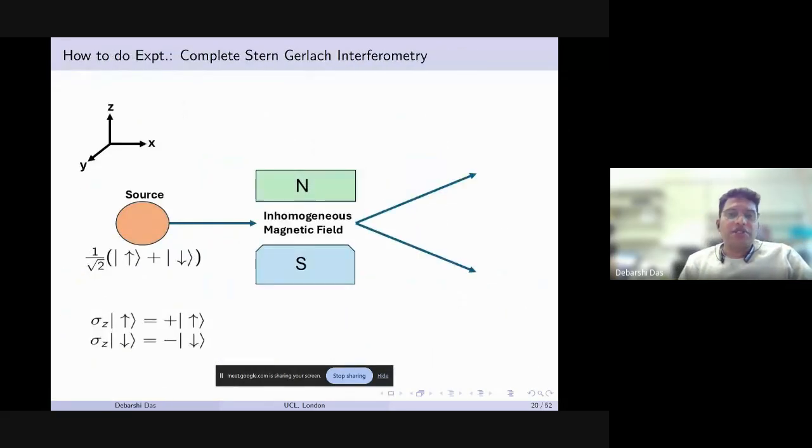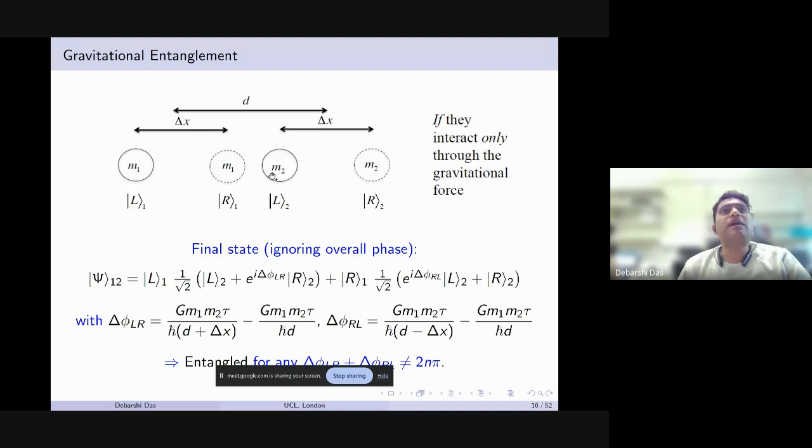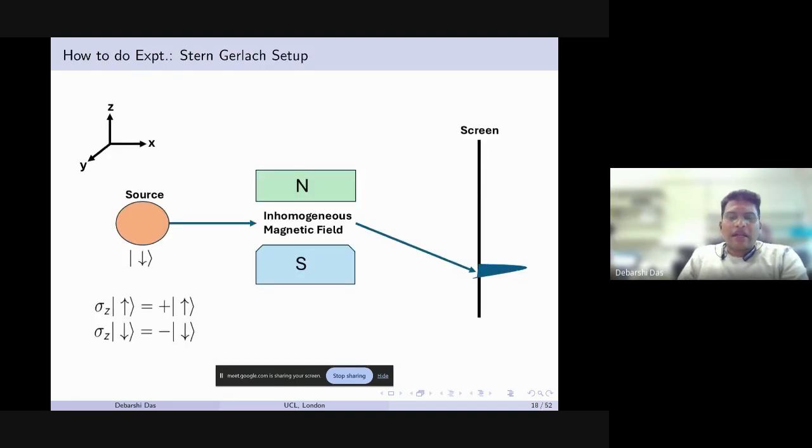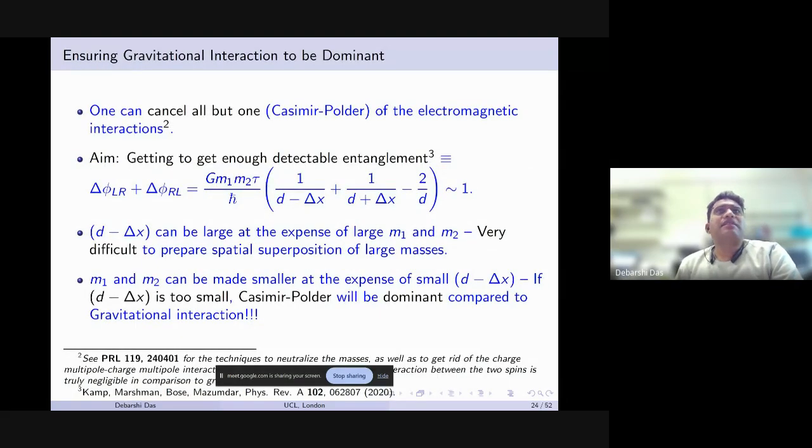Now, you have to ensure that the dominant interaction between these two masses is gravity. One can do it in principle. One can neutralize the masses, and that can cancel almost all electromagnetic force interactions between the masses. And also there are techniques to get rid of charge multipole interactions or magnetic dipole interactions between the two masses. Those techniques are not very easy, but physicists adopt them very routinely in different contexts. But there is one type of electromagnetic interaction that you cannot cancel by neutralizing masses or by adopting these types of techniques. This interaction is the Casimir interaction.